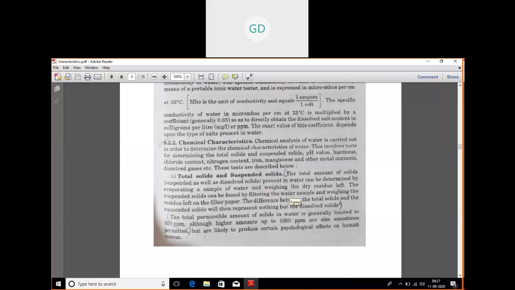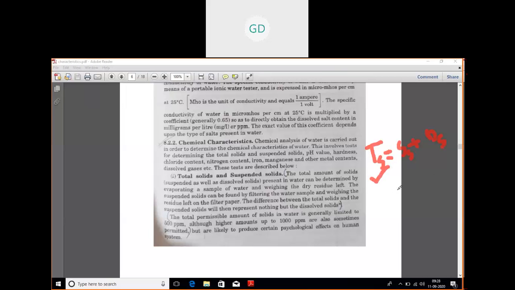Now, I will write here. So what are total solids? It is your suspended solids, the solids which remain suspended, plus your dissolved solids, the solids which are dissolved in water. So total solids is the summation of your suspended solids and your dissolved solids. So now you can find the total solids.